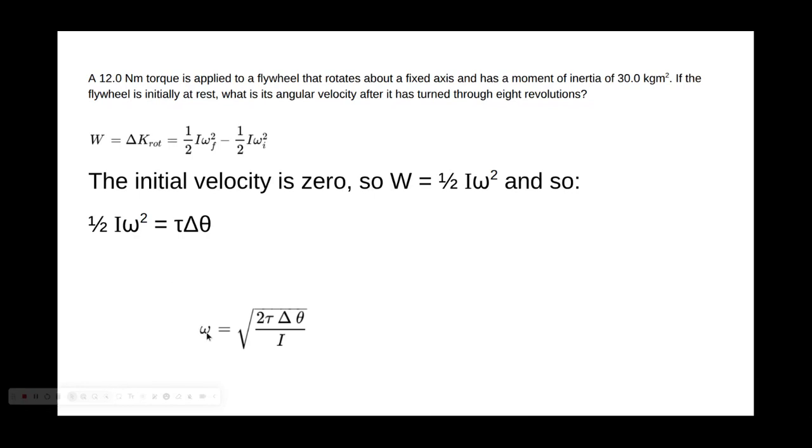So now we have omega equals the square root of 2 tau delta theta over I, moment of inertia. And we've got all of those values. So the torque is 12 newtons. The change in angle was 50 rads. And the moment of inertia was given to us as 30. So just do the math, take the square root, and you get 6.34 rads per second.